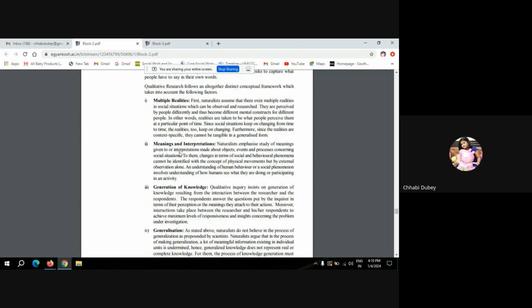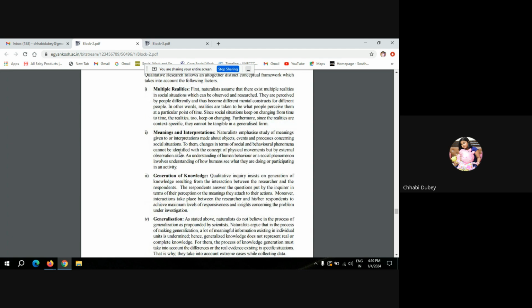Now, respondents here will be answering the questions put forth by the inquirer or the researcher. And interactions which take place between the researcher and the respondents will be used to achieve a maximum level of responsiveness and insights concerning the problem. So, generation of knowledge is a very important aspect of qualitative research.